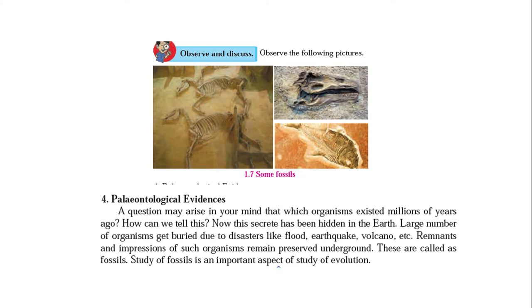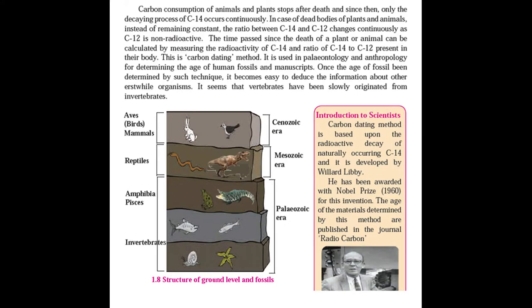A question may arise in your mind: which organisms existed millions of years ago, and how do we know about them? Now, this secret has been hidden in the layers of the earth. A large number of organisms get buried due to flood, earthquake, or volcanoes. And remnants and impressions of these organisms remain preserved in the earth layers. These are called fossils. The study of fossils is an important part of evolution study. Let's look into details of this.